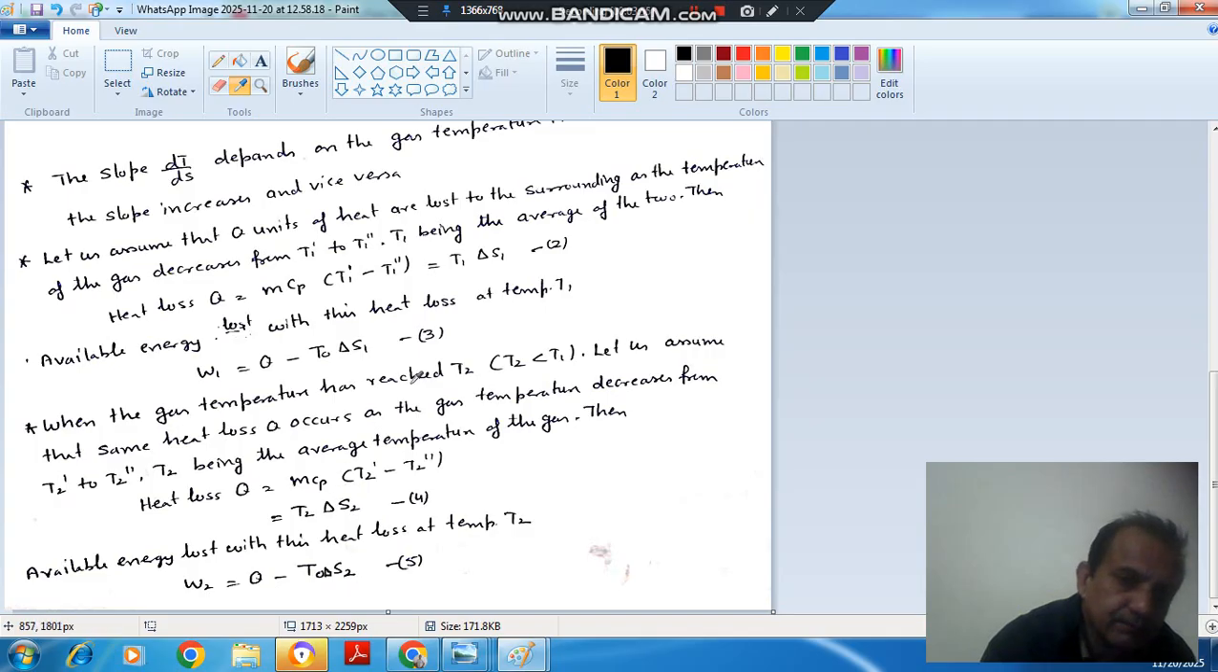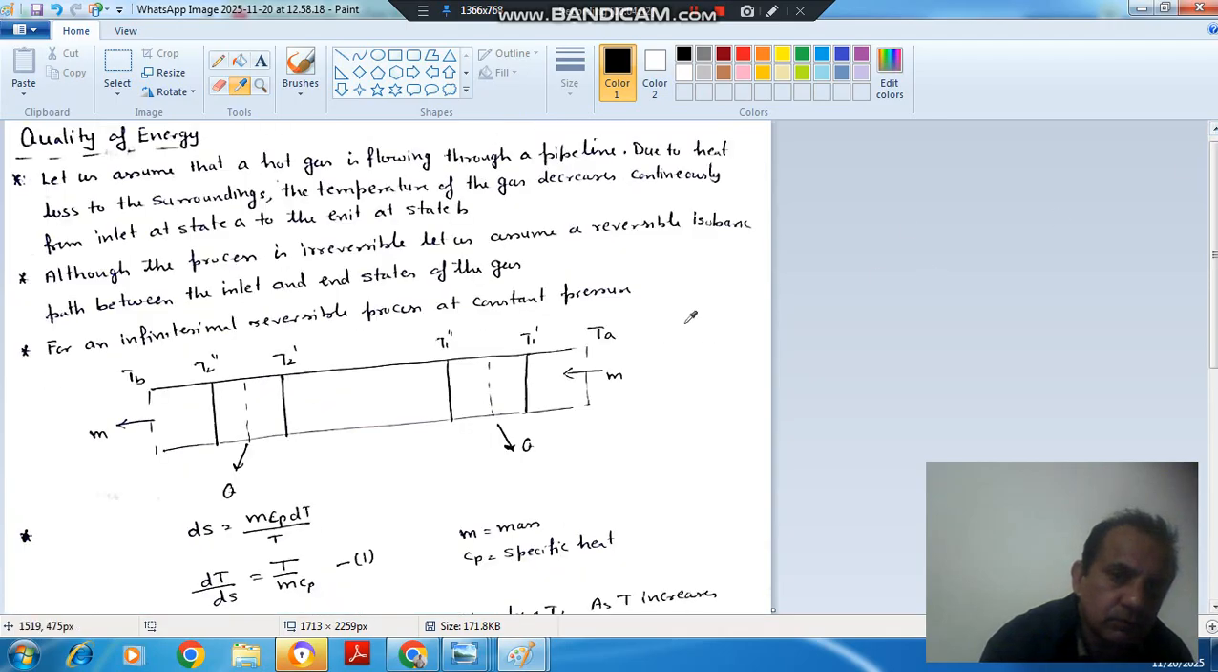Here we can see that delta S1 would be less than delta S2, because if we equate these two heats and T1 is higher than T2, delta S1 has to be lower than delta S2. So it means more available energy is lost here. At higher temperature the loss in available energy is more.